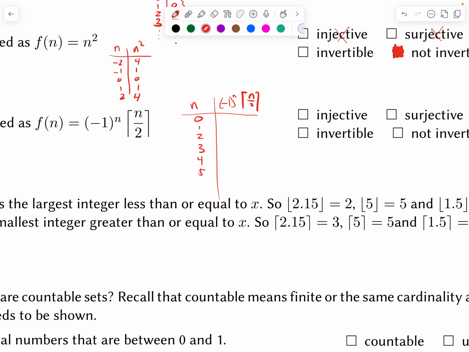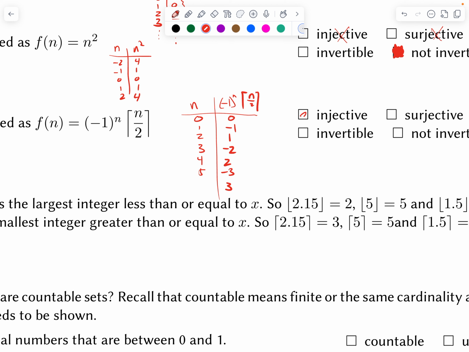Okay, so n over 2, 0 over 2 is 0, so this is going to be 0. 1 over 2 is 1/2, the ceiling is 1, and that's going to be negative 1. This will be positive 1, this will be negative 2, because the ceiling of 3/2 is 2, but then you multiply by negative 1, 2, negative 3, and 3. So hopefully you see how this is working.